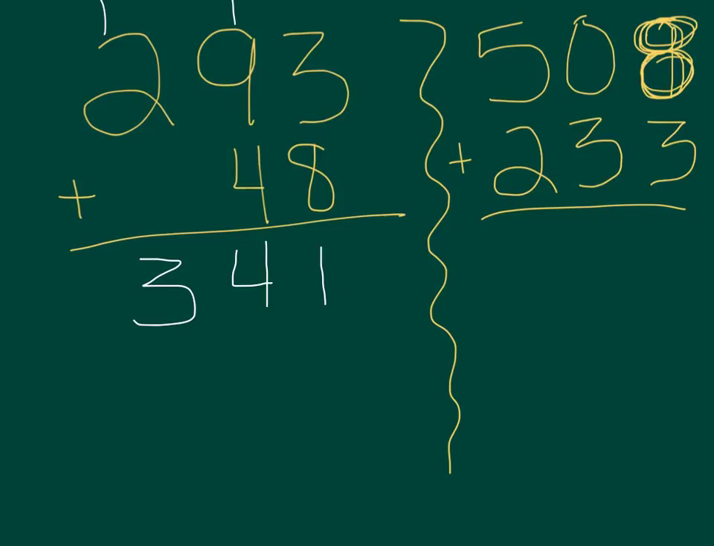Moving over to my next problem, 8 plus 3 equals 11. Again, I'm going to put down my 1, carry over my ten rod. 1 plus 0 plus 3 equals 4. I do not need to regroup in this column. 5 plus 2 equals 7.